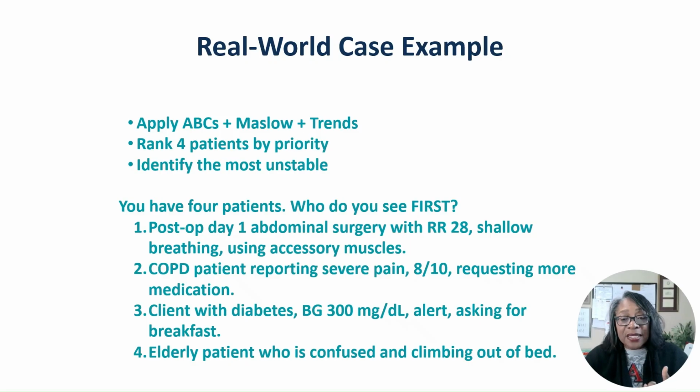So when you look at trends, patient 1 is showing worsening breathing effort, and deterioration is likely. So the correct order is number 1, you would see patient 1 first, breathing. They're in some kind of respiratory distress. That's your ABCs. Then you're going to see patient 4 because they're a safety concern, a fall risk.